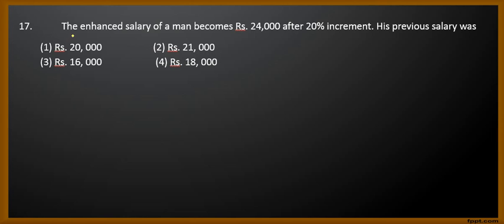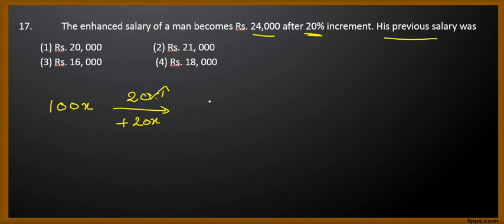See here, the enhanced salary of a man becomes 24,000 after a 20% increment. This is after a 20% increment. What is his previous salary? We have to find his previous salary. Assume his previous salary be 100x. Now what is the percentage increment in his salary? 20%. It means plus 20x. What is the new salary now?